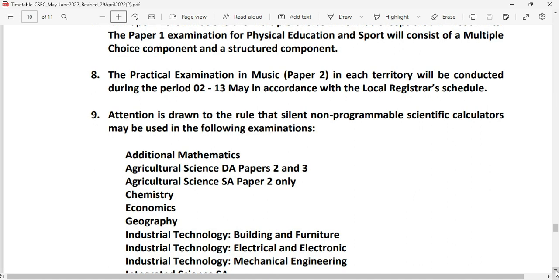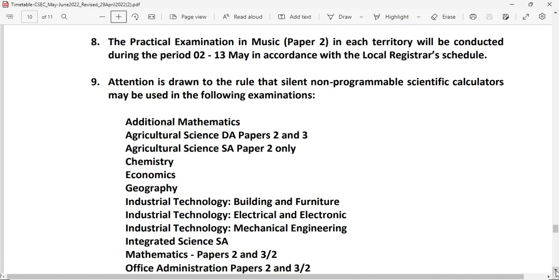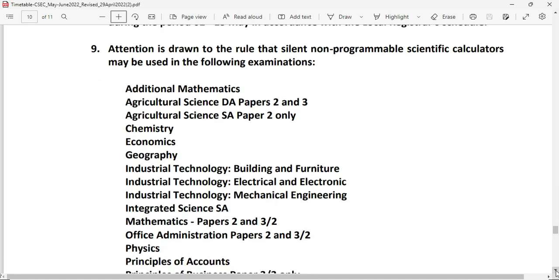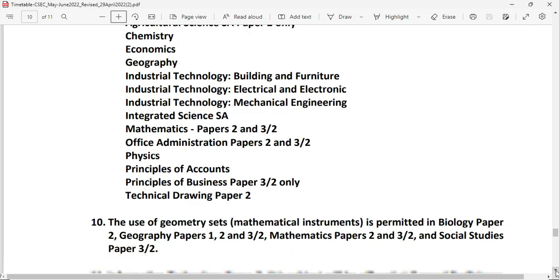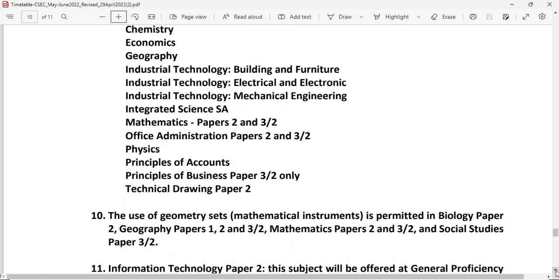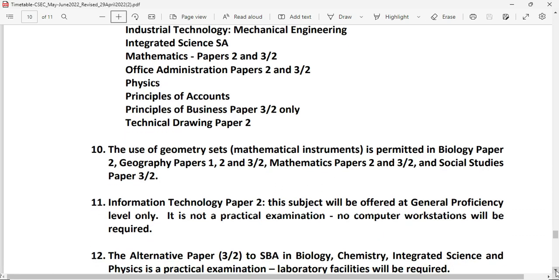So this is going to be the official timetable for May-June 2022. The exams have been pushed back to the 23rd of May, and that would include the SBAs as well for these exams. So for persons who would not have completed SBAs, there is of course time enough to do so.